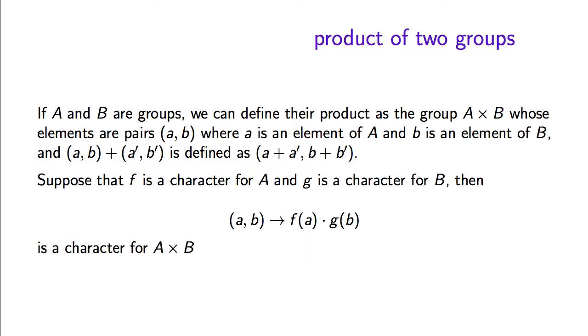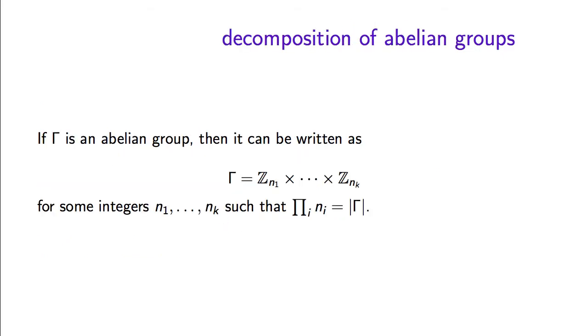Now let's say that we have constructed a product group A times B, and that we knew some character F for A and some character G for B. Then just by defining the mapping that takes the pair (a, b) into F of a times G of b, we construct a character for the product group. It's easy to verify that all the properties of characters are true for this construction. So this gives us a way to construct all the characters of all the abelian finite groups.